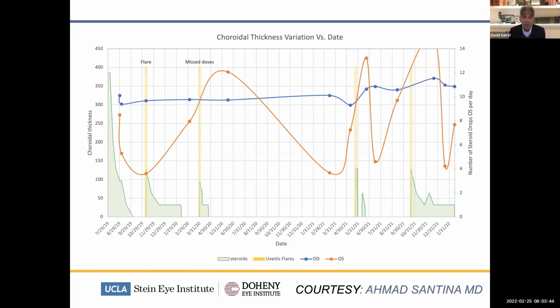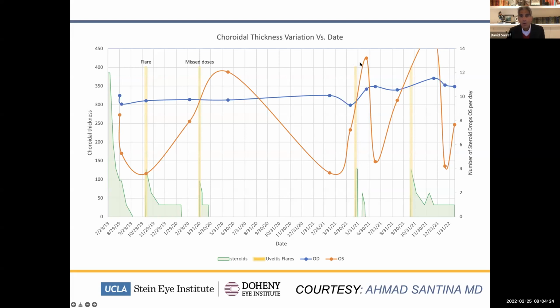And if you don't believe me, just look at this chart of this amazing patient, which my fellow Ahmad Santina from Lebanon actually charted. What he showed, the right eye doesn't have any flares. The left eye is in orange, and the choroidal thickness in orange. So whenever the patient develops a flare in yellow in that left eye, look what the choroid does. It goes up to 400 microns, steroids are started, the choroid goes down.